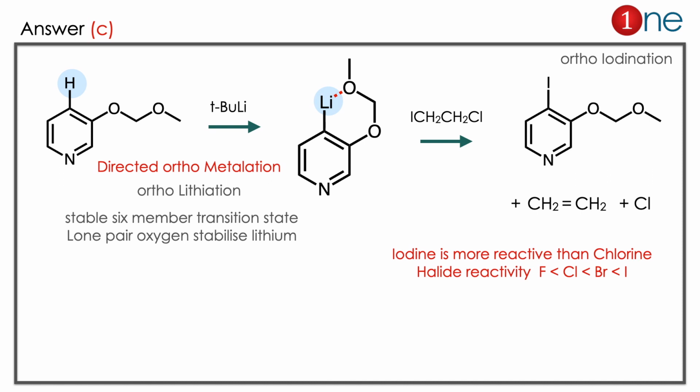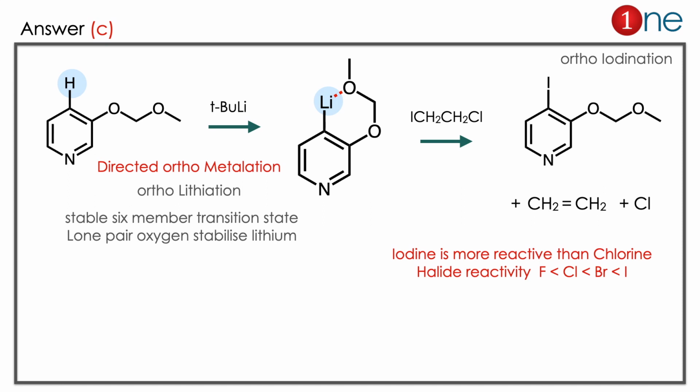Here you have to find which halogen will react faster. Among the halides, the reactivity of iodine will be higher, next bromine, next chlorine, then least fluorine. So iodine replaces the lithium. So you get the iodination at the 4th position. You have the elimination of ethene and chlorine.